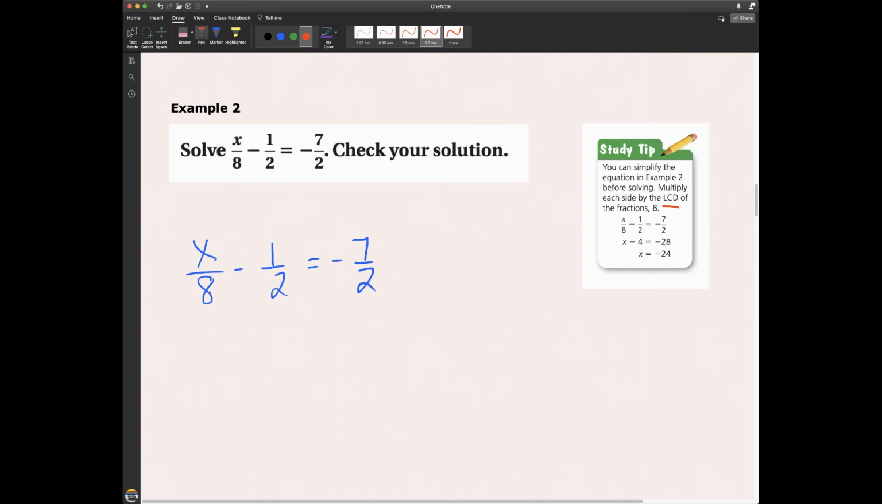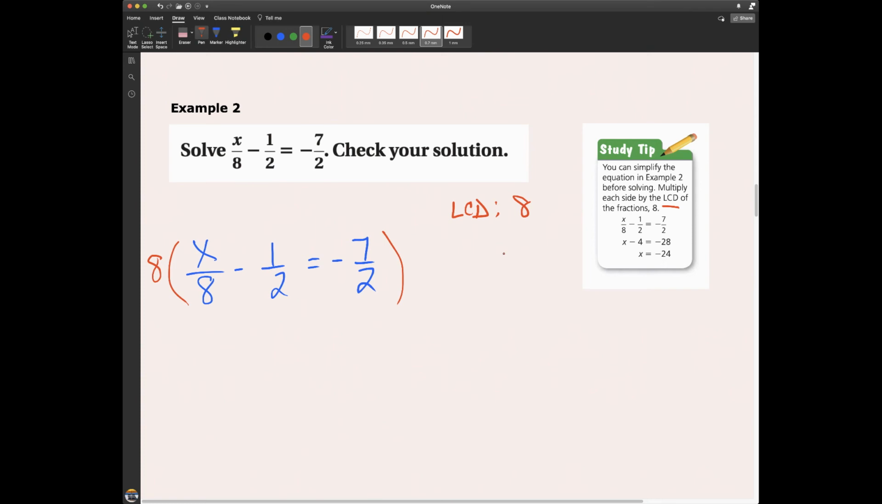So if I look at the fractions, I see these denominators of 8, 2, and 2. I know the least common denominator is 8. So you multiply both sides of the equation by 8. And here's a little secret to that. I can multiply the entire equation by 8. So not by doing this, I'm actually multiplying both sides of the equation by 8.